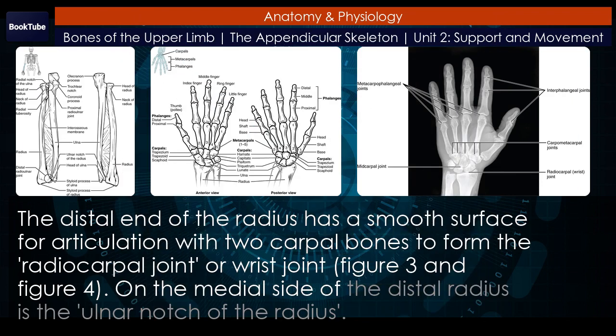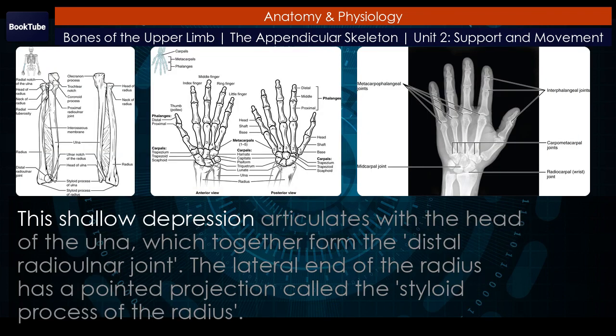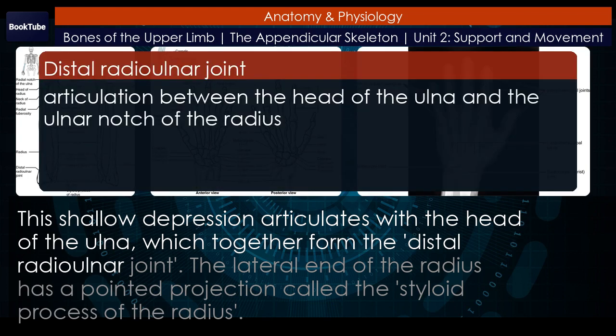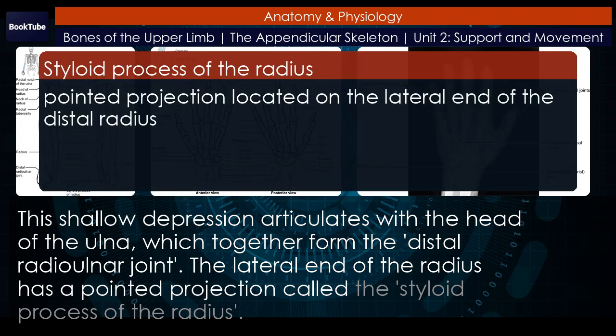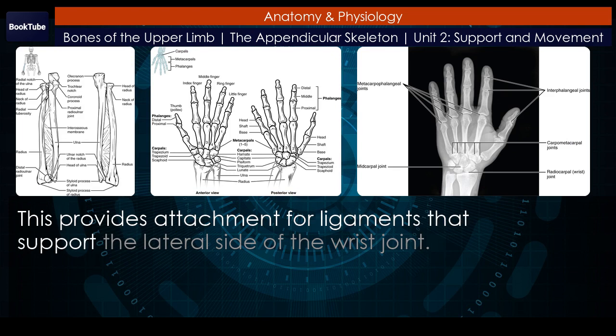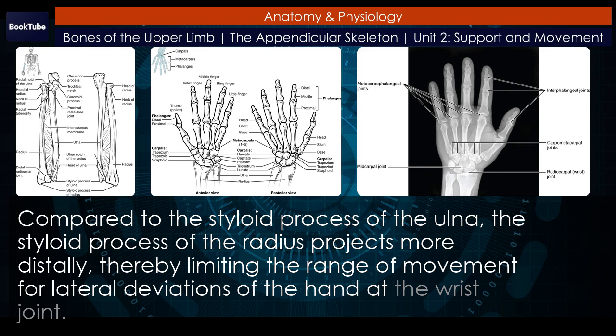On the medial side of the distal radius is the ulnar notch of the radius. This shallow depression articulates with the head of the ulna, which together form the distal radio-ulnar joint. The lateral end of the radius has a pointed projection called the styloid process of the radius. This provides attachment for ligaments that support the lateral side of the wrist joint. Compared to the styloid process of the ulna, the styloid process of the radius projects more distally, thereby limiting the range of movement for lateral deviations of the hand at the wrist joint.